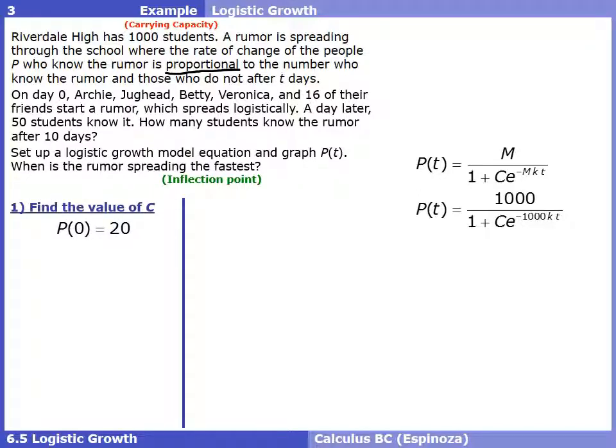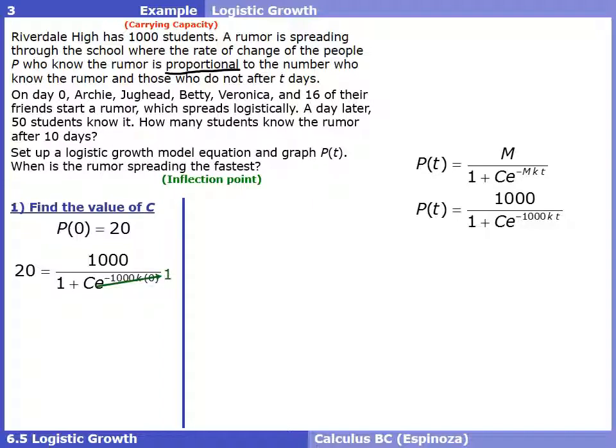Okay, so the first thing we have to find is that value of C. To find the value of C, we can use what we know in terms of this story at the beginning of it. At time 0, the population that knows the rumor is 20. The 4 people that started it, and the 16 friends that also happen to know it. So we can go ahead and take that value and plug it in. We can set the equation equal to 20, and for time, we can plug in 0.